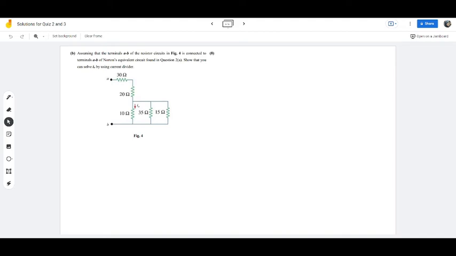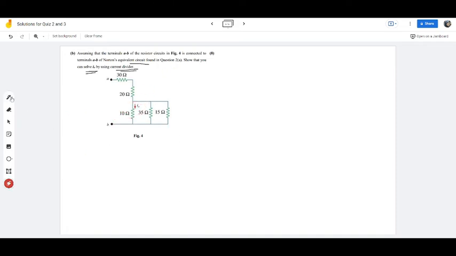So, question 2B states that, assuming that terminal A, B of the resistor circuit given in figure 4 is connected to the terminal A, B of your Norton equivalent circuit, the one that you did previously in question 2A, then show that you can solve I naught by using current divider. So it means that you have to use current divider basically to find this I naught. This I naught is the current passing through 10 ohm.